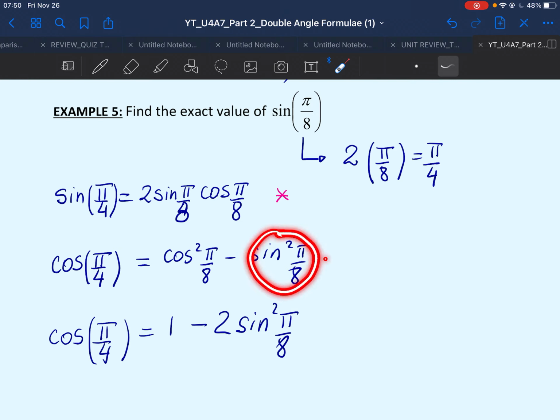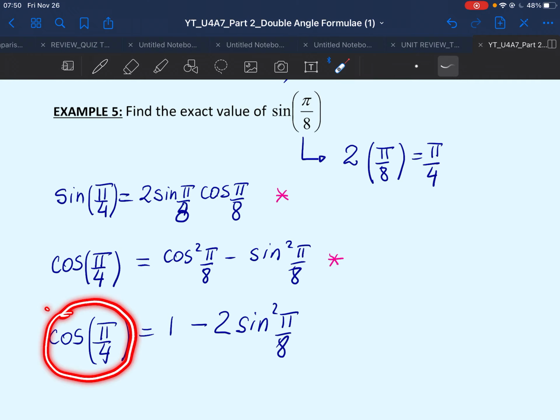Now, sine squared pi over 8, I have no problem having it in the formula, that's my unknown. However, I don't know the value of cos pi over 8, and finding this is equally difficult as finding what I'm asked. So this again will not be a good option. So let's take a look at our last option.